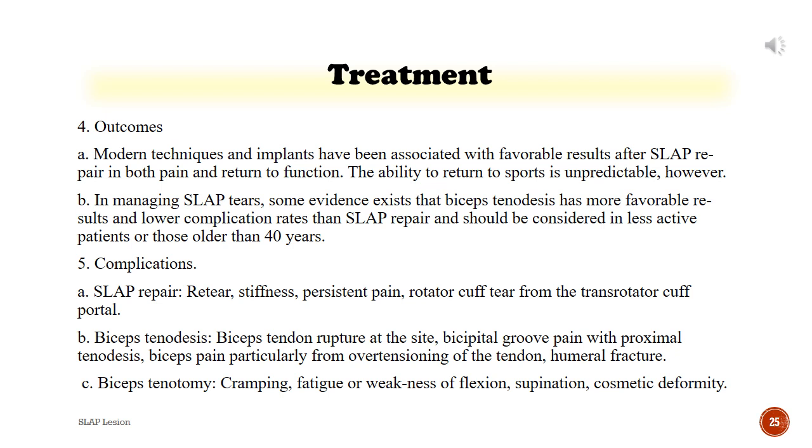5. Complications. A. SLAP repair: re-tear, stiffness, persistent pain, rotator cuff tear from the transrotator cuff portal. B. Biceps tenodesis: biceps tendon rupture at the site, bicipital groove pain with proximal tenodesis, biceps pain particularly from overtensioning of the tendon, humeral fracture. C. Biceps tenotomy: cramping, fatigue or weakness of flexion, supination, cosmetic deformity.